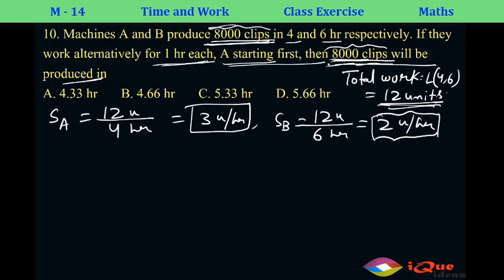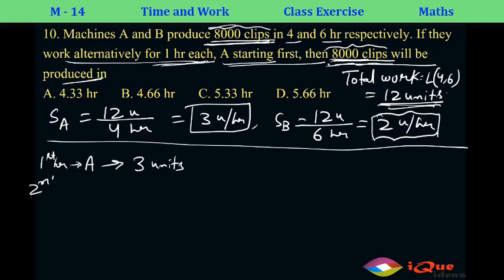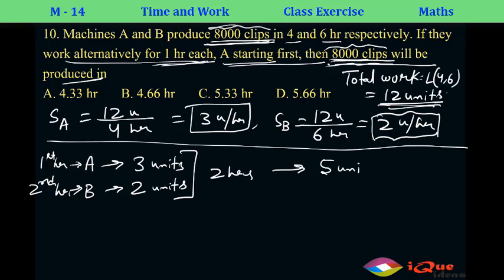Now, the question says they work alternately for 1 hour each. So in the first hour, the work is done by A starting first, and the quantity of work done will be 3 units. The second hour, the work is done by B, and the quantity of work done will be 2 units. So in 2 hours, the work done will be 3 plus 2, that is 5 units. And the total work required is 12 units. So the nearest multiple of 5 to 12 is 10. So let's go to 10 units.